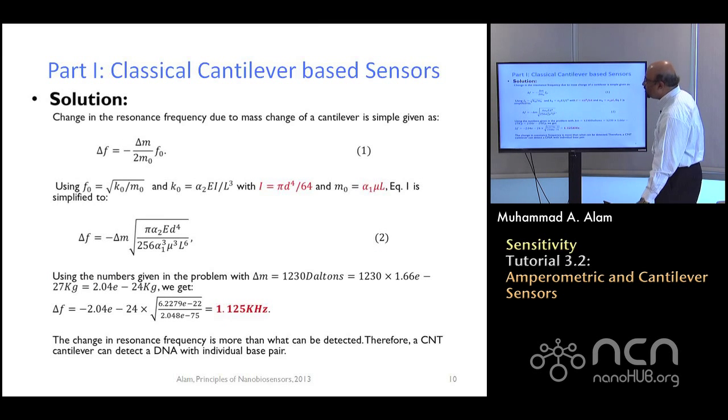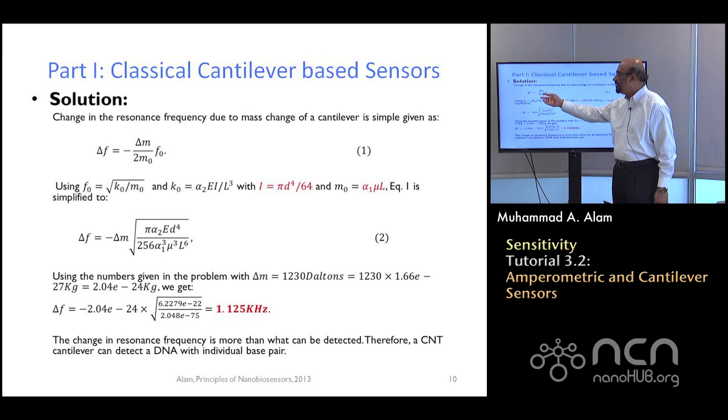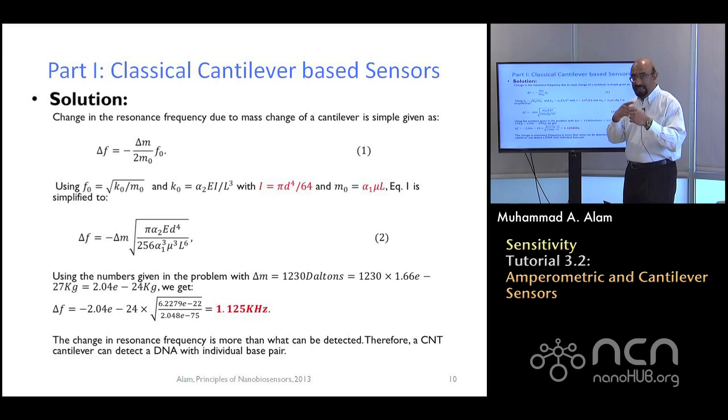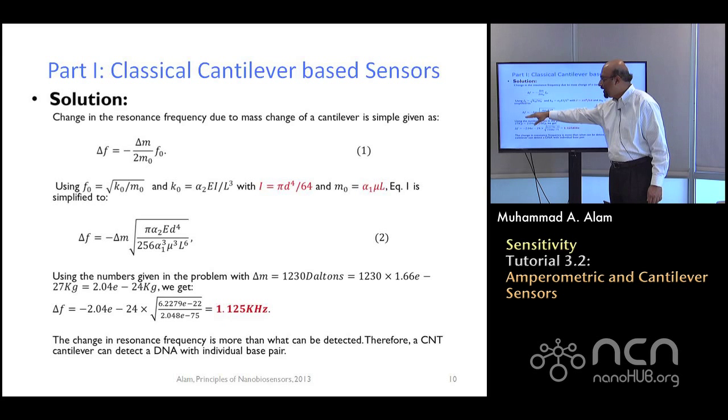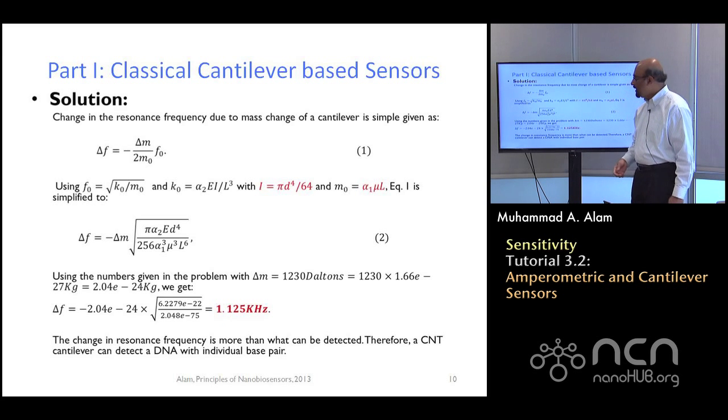So, in the solution, this is fully discussed. Remember, single biomolecule. So we don't have a delta K term. Delta K term is gone. This is a cylindrical type of sensor, not a rectangular cross section. So therefore, your I is slightly different. And then correspondingly, your mass is simply the linear mass density multiplied by L. So you put them together, calculate the change in the delta F. The bottom line is you get about a kilohertz change.